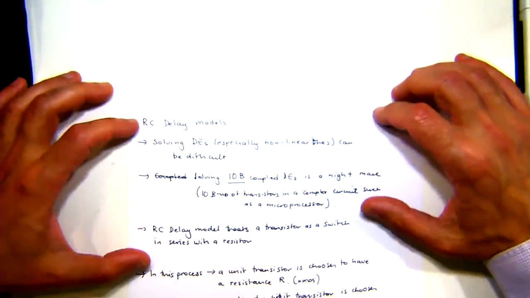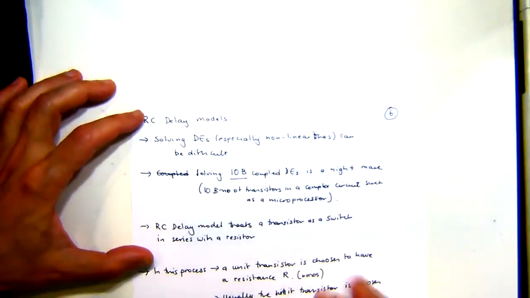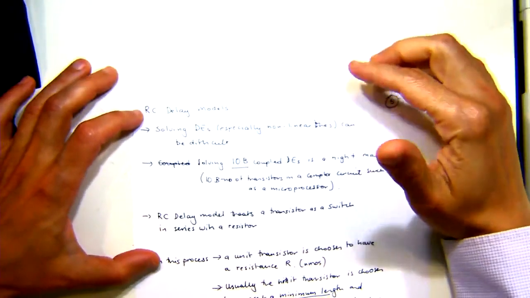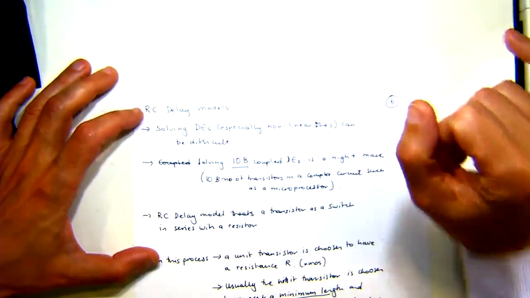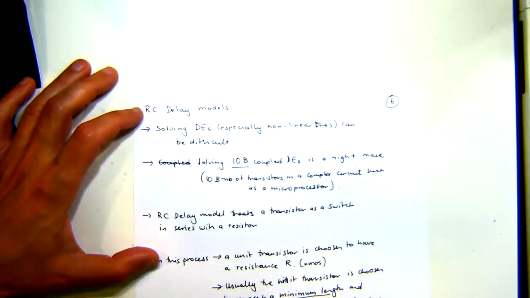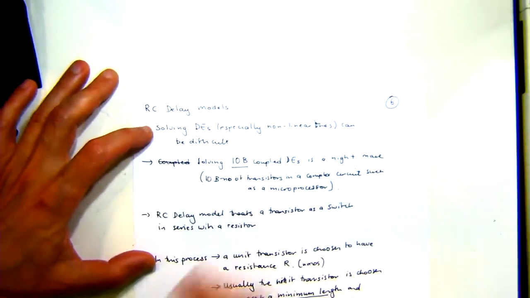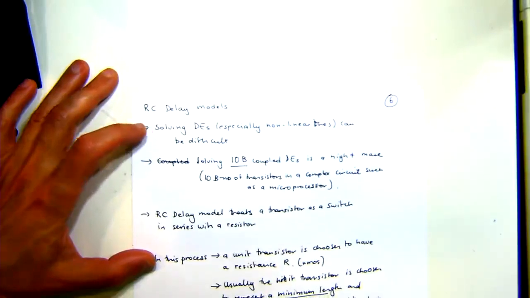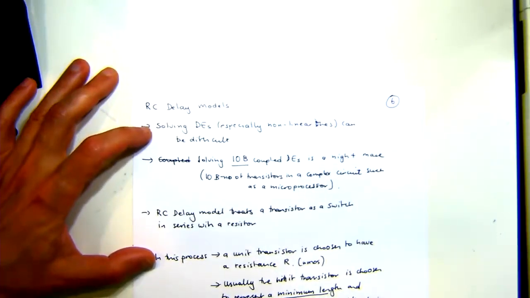Okay. Now, what we're going to do is look at how we are going to calculate this delay, or the delay between these, and how we are going to generate delay models. Now, we've worked out all these capacitors and all the resistances, and a lot of times you can actually go through the process of trying to solve all this as differential equations.